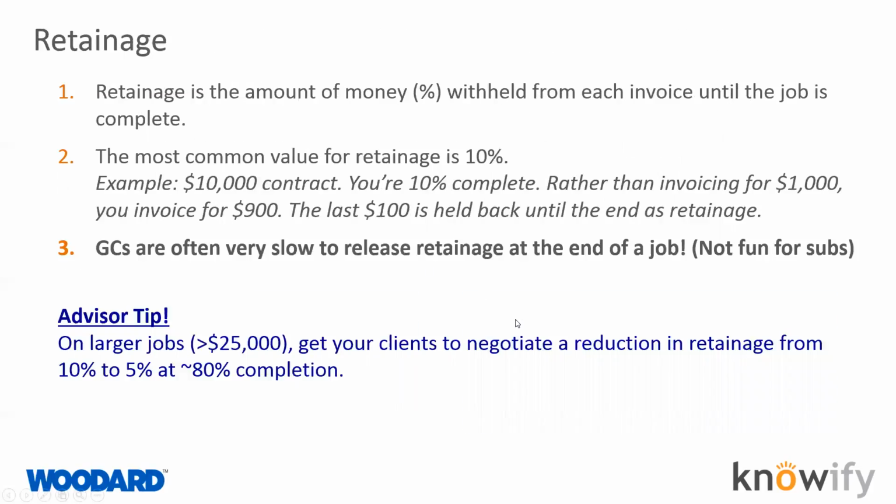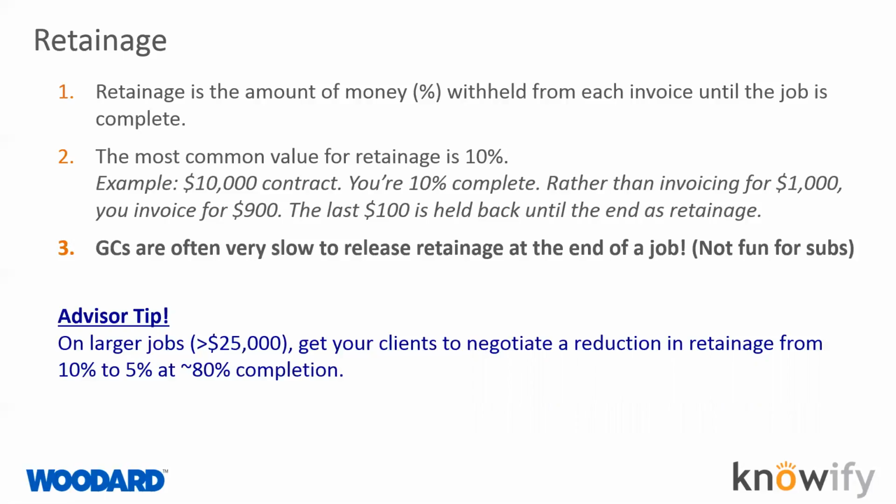All right, so retainage, another important concept in commercial construction. This is the amount of money that's withheld from each invoice until the job is complete. The most common value for retainage is 10%. So for example, if you have a $10,000 contract and you're 10% done, you don't actually invoice for $1,000, you invoice for $900, and the last 100 is held back until the end as retainage.